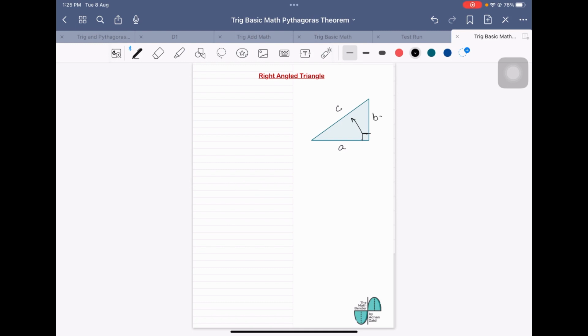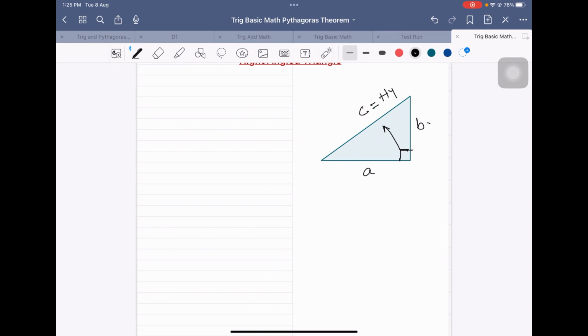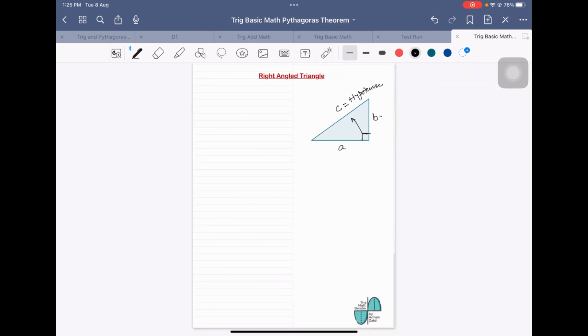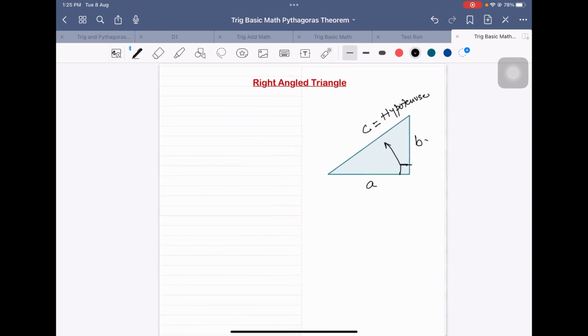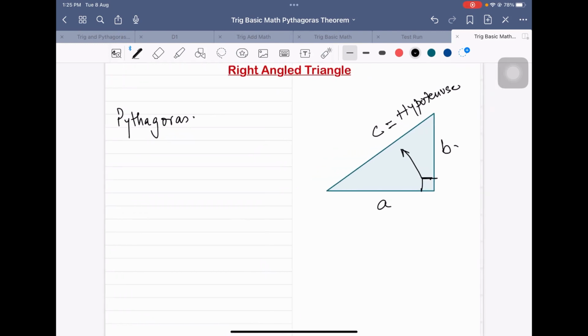The side that is opposite to the 90-degree angle is the longest side, and hence we call it the hypotenuse. You can name the other two sides anything, that doesn't matter. According to the Pythagorean theorem, if there is a 90-degree angle in a triangle, which means it's a right angle triangle, then the hypotenuse squared is equal to a squared plus b squared, and this is all we need to know about the Pythagorean theorem.